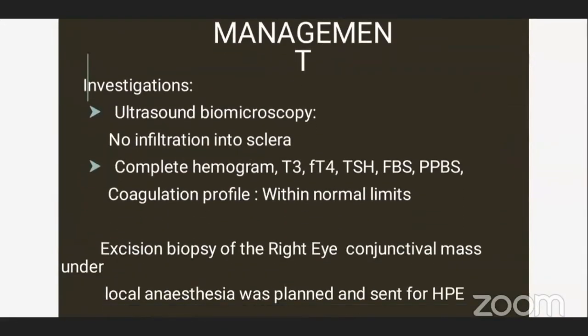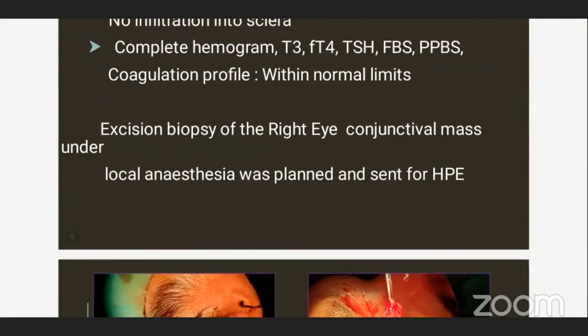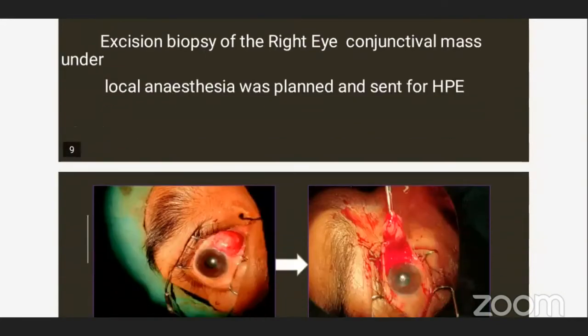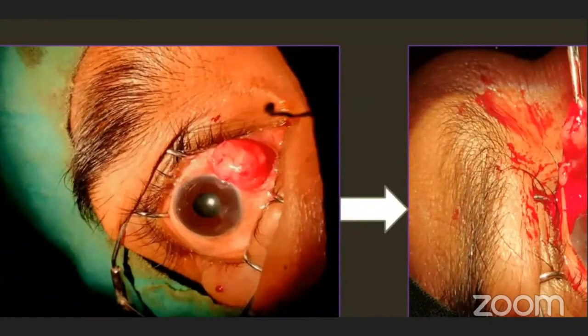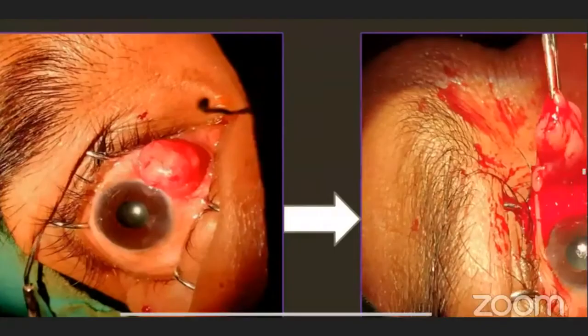To rule out intraocular infiltration, we did UBM, which showed that there was no infiltration into the sclera. Preoperative blood investigations were within normal limits. So we planned for excision biopsy of the right eye conjunctival mass under local anesthesia, and the mass was sent for histopathological examination. This picture shows the final condition of the mass at the time of surgery.